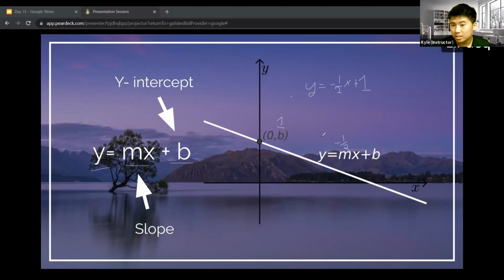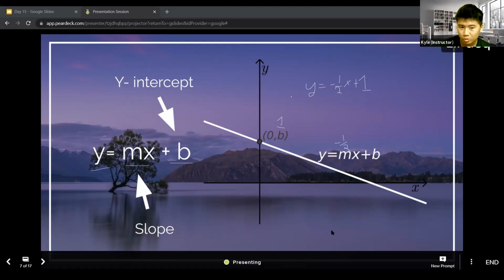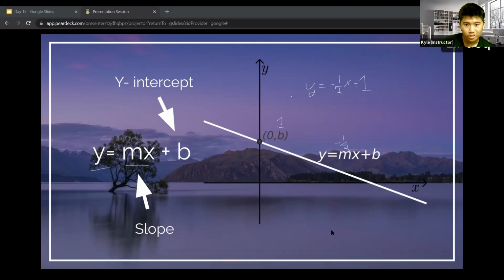So if you get a slope and if you get a y-intercept, you can easily create an equation. And this will be a linear equation that you guys can use to solve for other points. Okay, does that make sense? I think in practice, once you guys get used to this more and more, drawing linear equations from slope and points would be super easy and super quick.